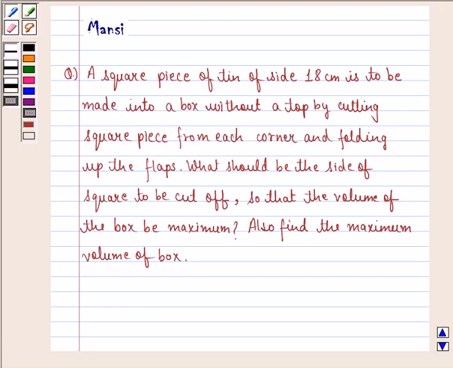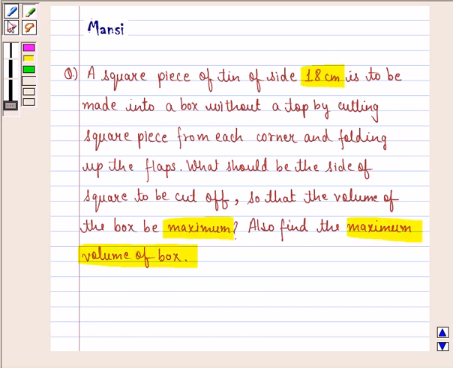Let's work out the following question. The question says a square piece of tin of side 18 cm is to be made into a box without top by cutting square piece from each corner and folding up the flaps. What should be the side of square to be cut off so that the volume of the box be maximum? Also find the maximum volume of box.